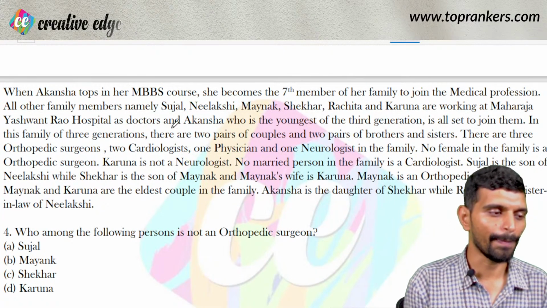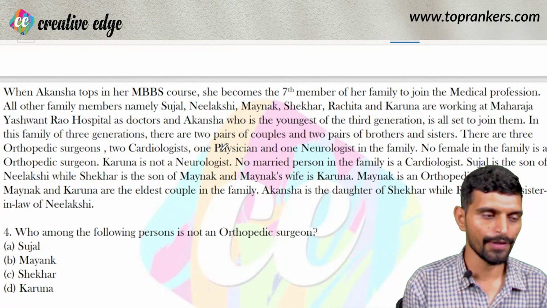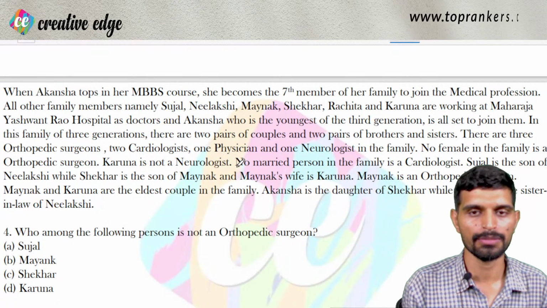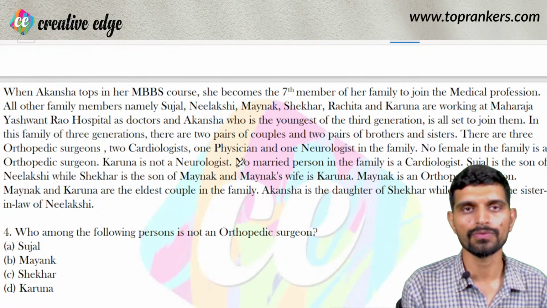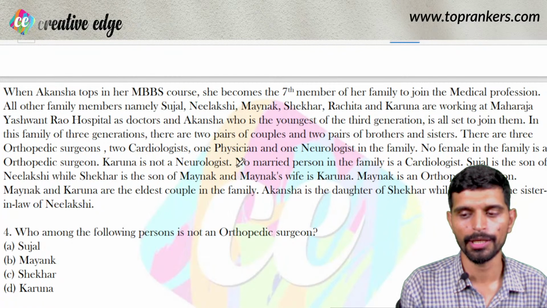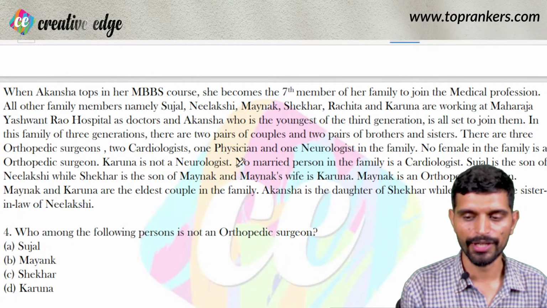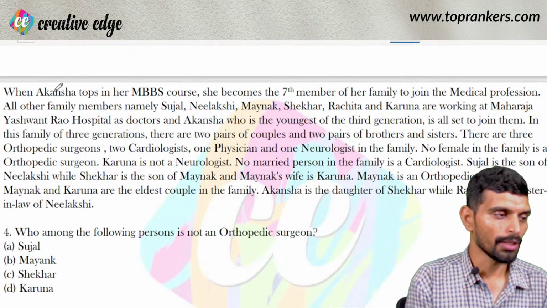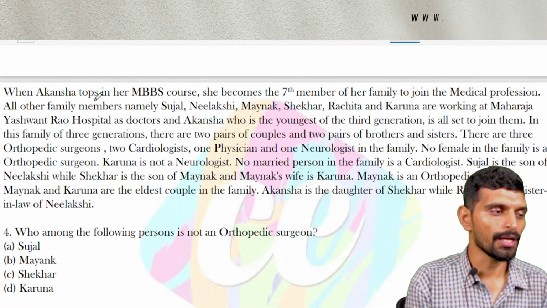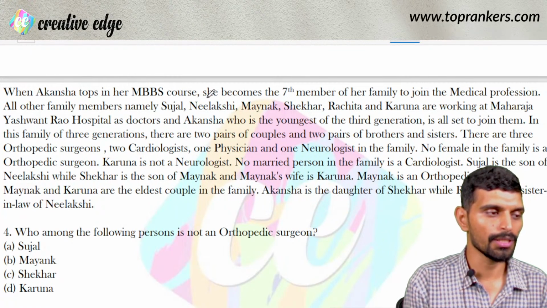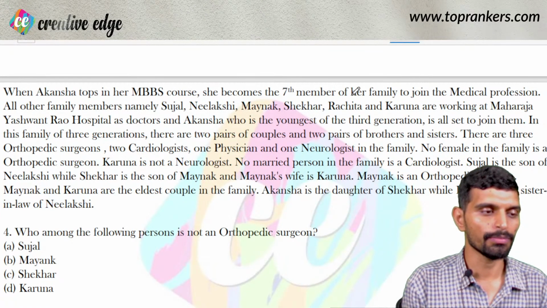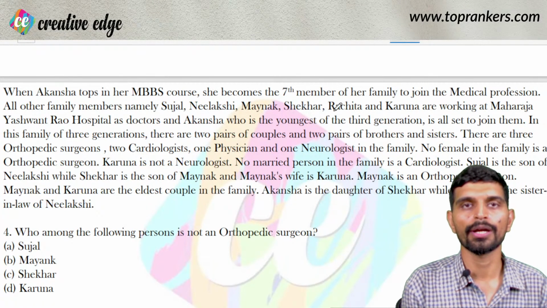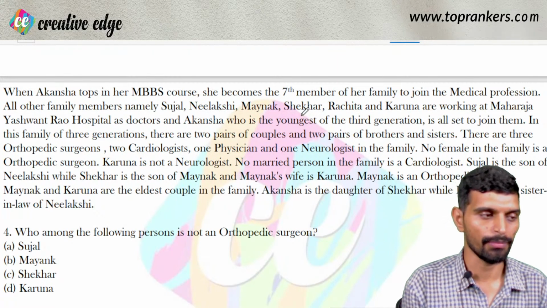So here, in a paragraph the information is given to us, and there are groups of questions based on this paragraph. There could be 3 questions, 4 questions, up to 5 questions possible. So I am covering this variety as well here. So let's see the question here. When Akansha tops in her MBBS course, she becomes the 7th member of her family to join the medical profession. So in her family there are already 6 other members. Overall there are 7 members.